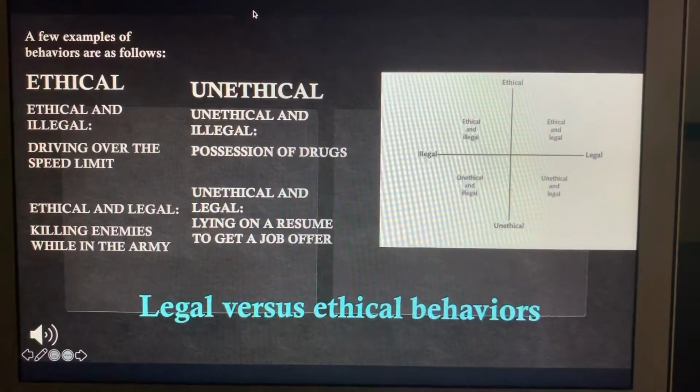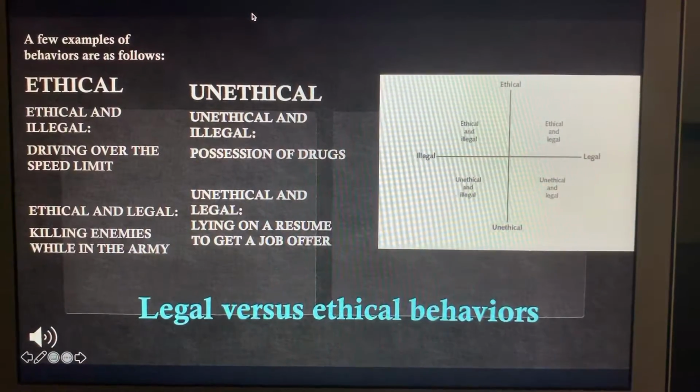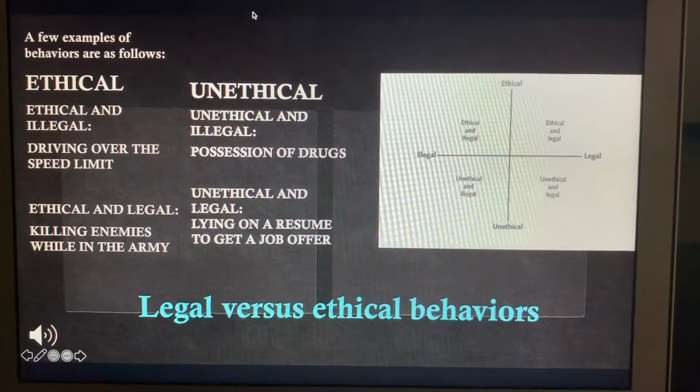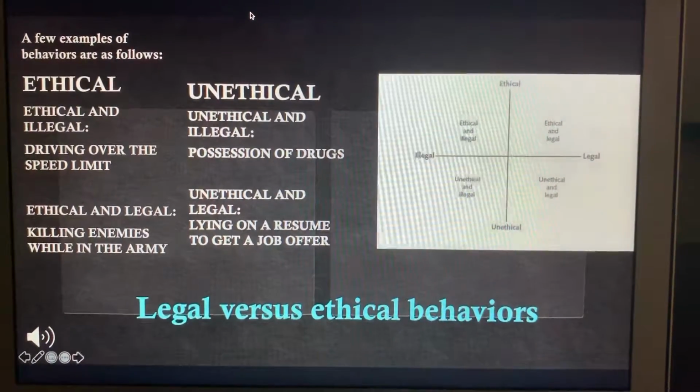If they're acting in an unethical and illegal way, they have possession of drugs or illegal firearms. And if they're acting unethical and legal, they could be lying on a resume to get some kind of job offer.